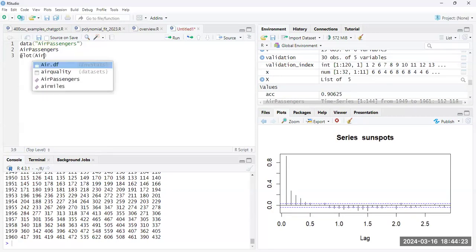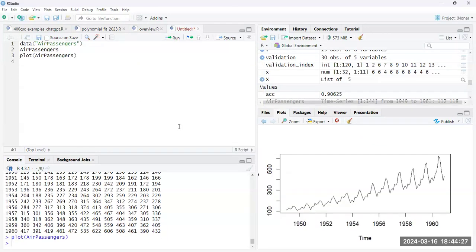And we're going to then plot this data. We can see that between 1949 and 1960, the number of air passengers per month, whatever unit these are in, was steadily increasing. But you can also see there is kind of a seasonal component that seems to be getting stronger over time.